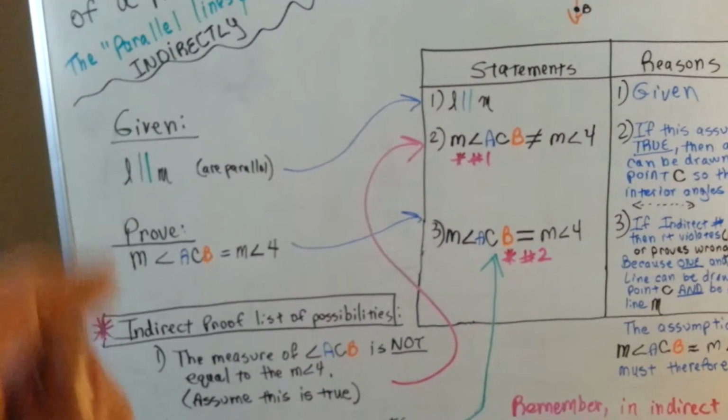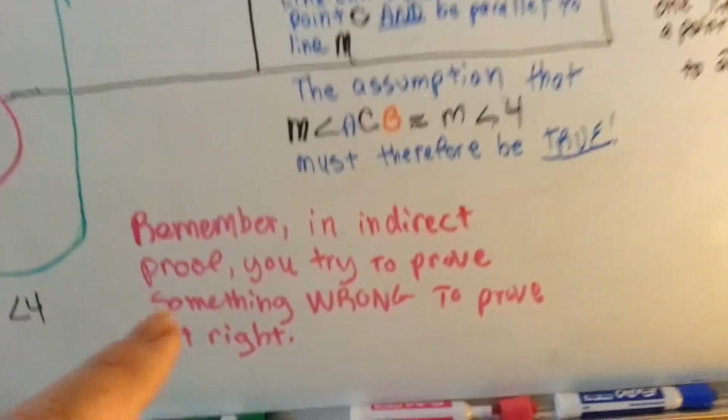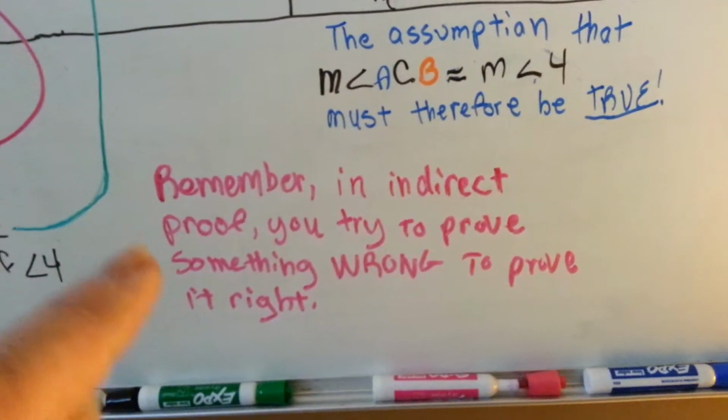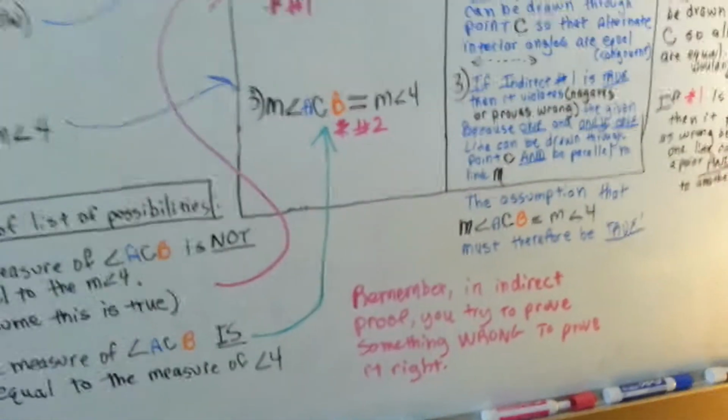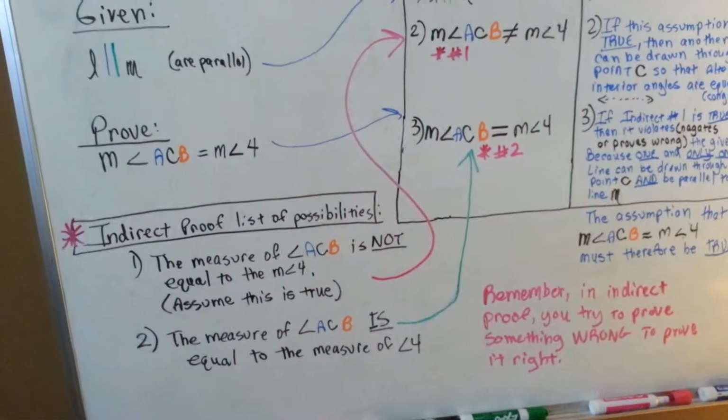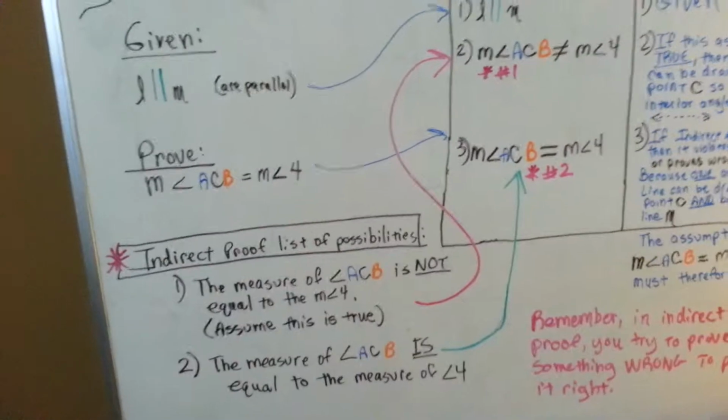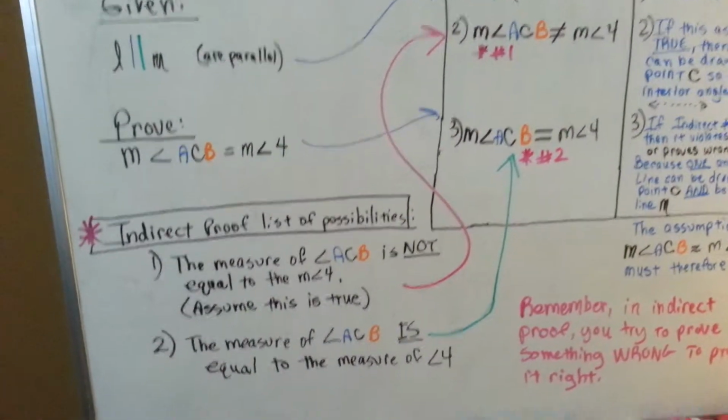So, we're going to do it indirectly. Now, if you remember, in indirect proof, you try to prove something wrong to try to prove it right. You accuse somebody of doing something to prove that they didn't do it. Sounds silly, but that's the way indirect reasoning works.